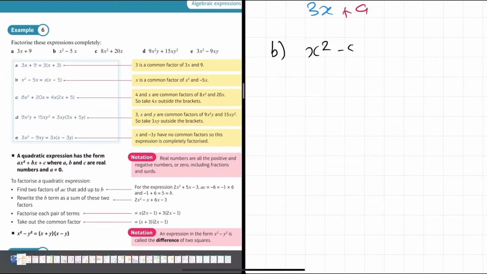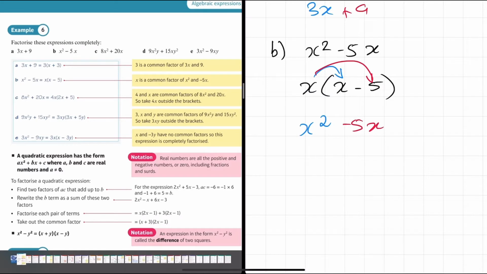x squared minus 5x. The highest common factor between x squared and 5x: the highest value they both have in common is x. x times x gives us x squared, and x times minus 5 gives us minus 5x. So we know that x squared minus 5x factorizes to x, open bracket, x minus 5, close bracket. And once again we can check this by expanding it. x times x is x squared, and x times minus 5 is minus 5x. So we know we've done it correctly.